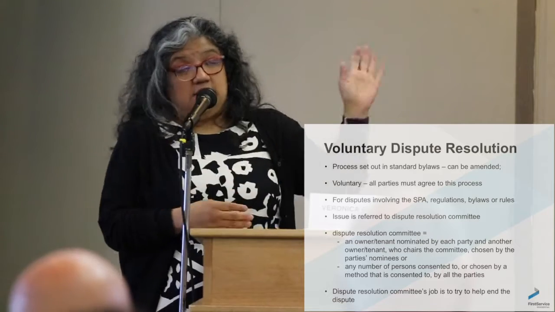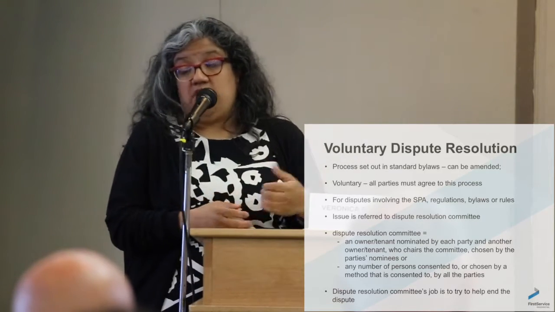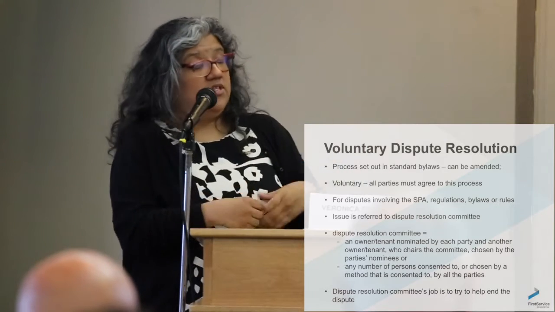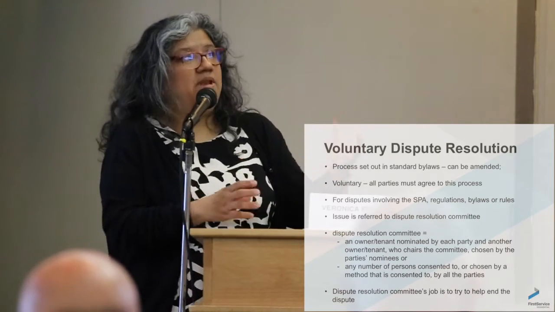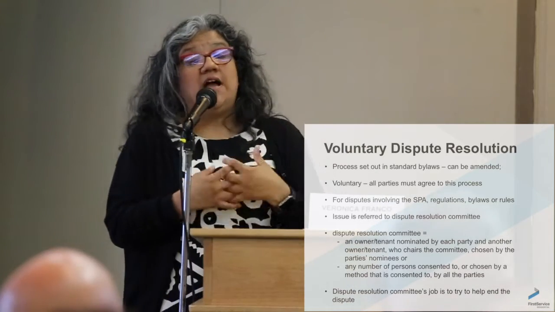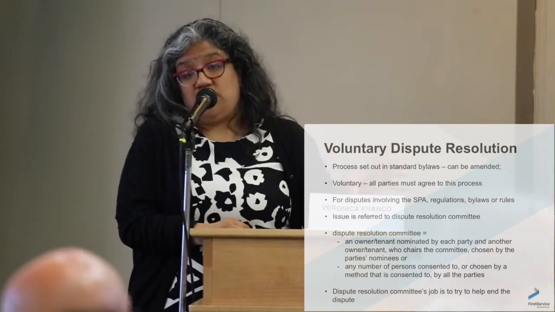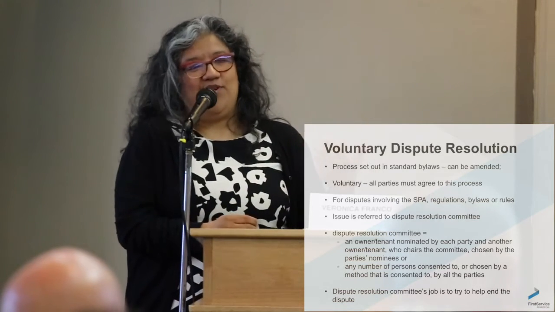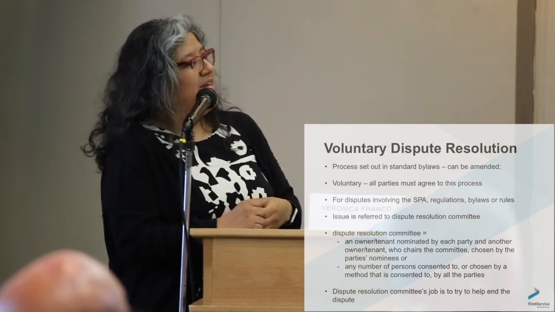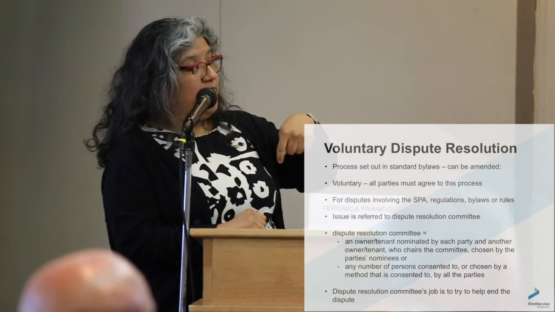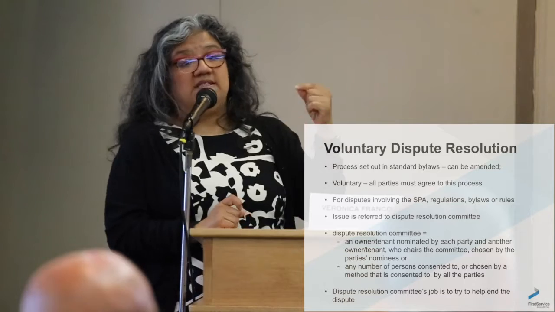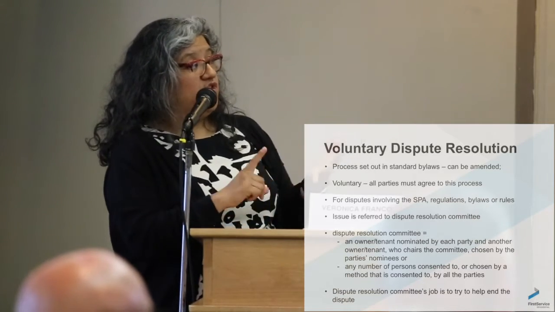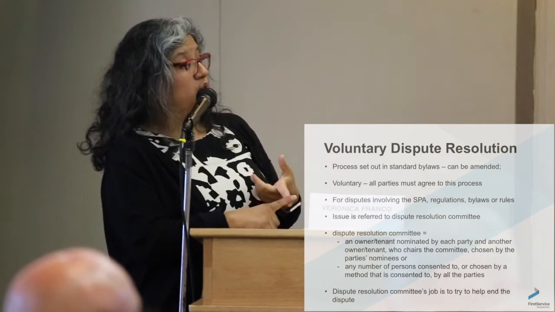And as its name states, it has to be voluntary. So whoever's involved, like the owners in the strata corporation, or two owners, or an owner and a tenant, or whatever combination of those parties, they all have to be agreeable to doing this process. That's usually one of the biggest impediments to this process, is that people don't all agree to it or aren't even aware that it exists. So that's the first part of it. The second is that it really has to be a dispute that involves what's set out in that bylaw. So it has to involve the Strata Property Act, the regulations, the bylaws, or rules.